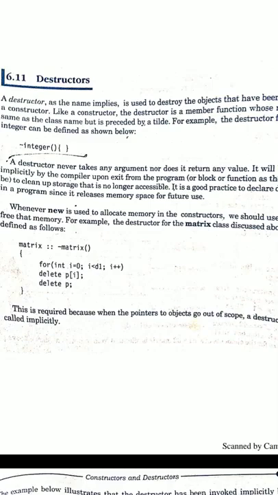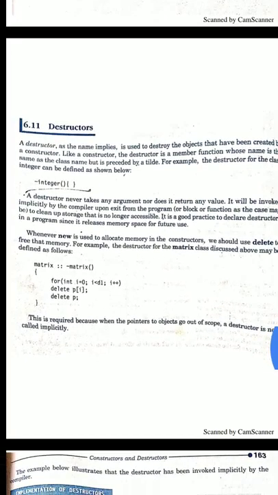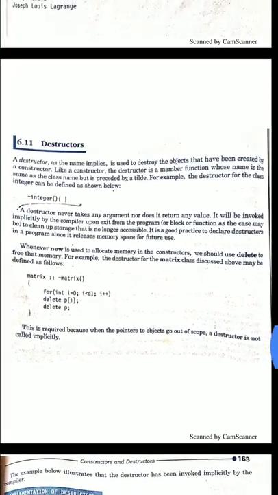That is what. Okay, and one more thing, a destructor never takes any argument, nor does it return any value. It works implicitly by the compiler upon exit from the program, or block or function as the case may be, to clean up storage that is no longer accessible. It is good practice to declare destructors in a program, so it releases memory space for future use. Clear?